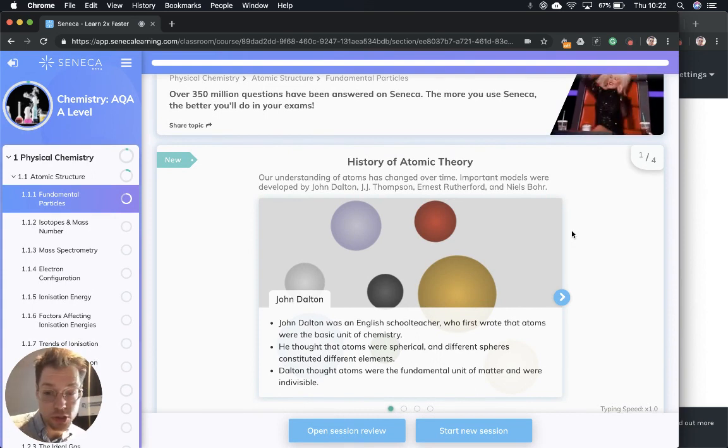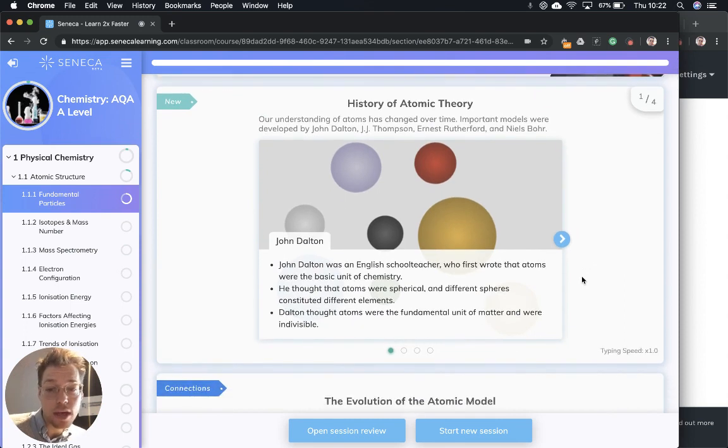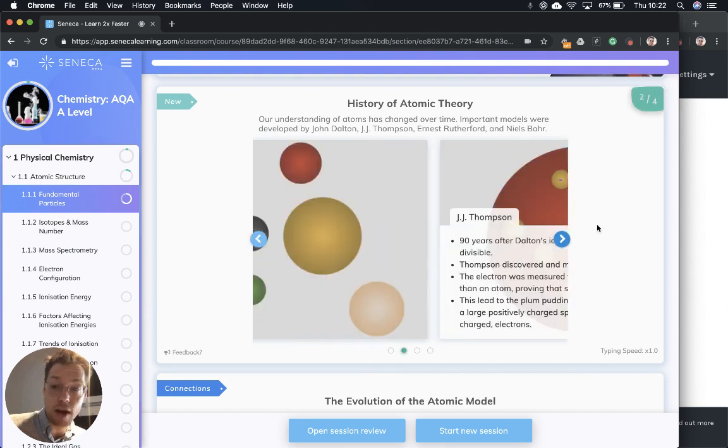So we're starting off with John Dalton, who was an English school teacher who first wrote that atoms were the basic unit of chemistry. He thought that atoms were spherical and different spheres constituted different elements. Dalton thought atoms were the fundamental unit of matter and were indivisible.